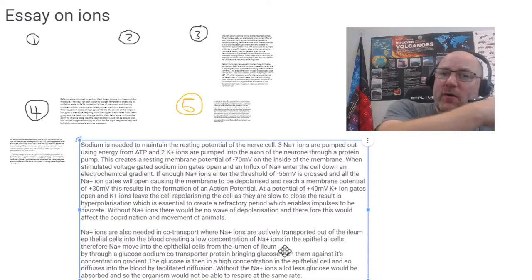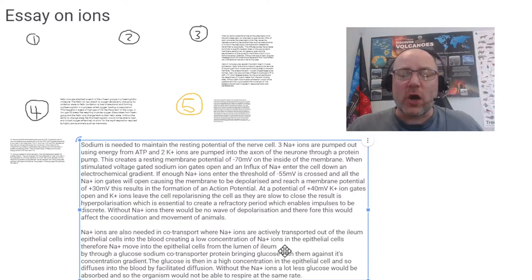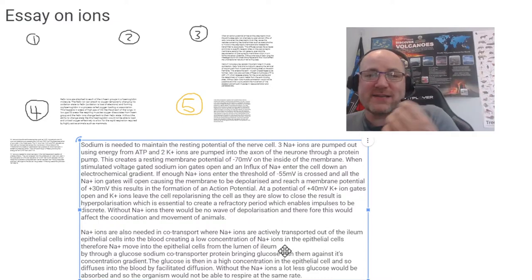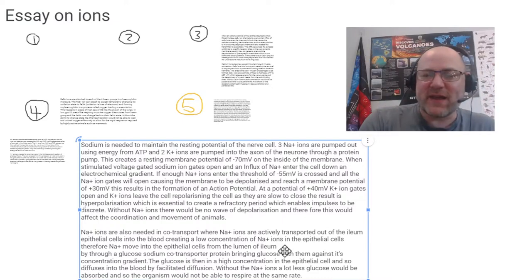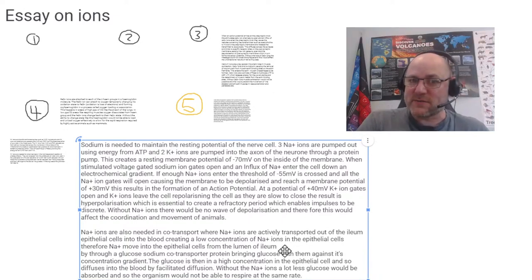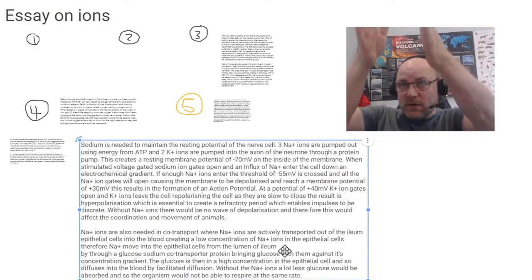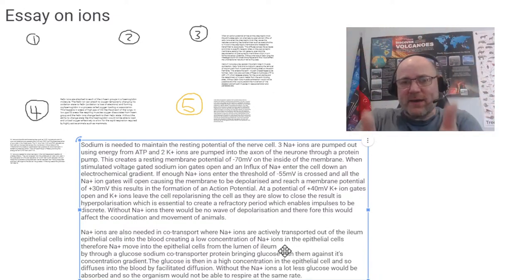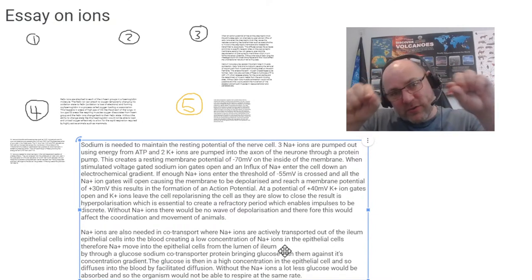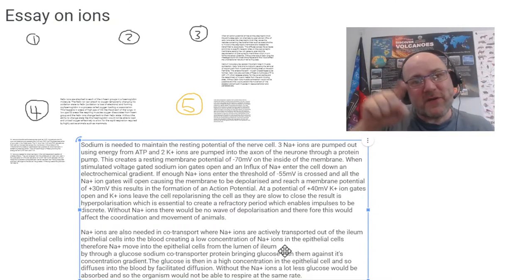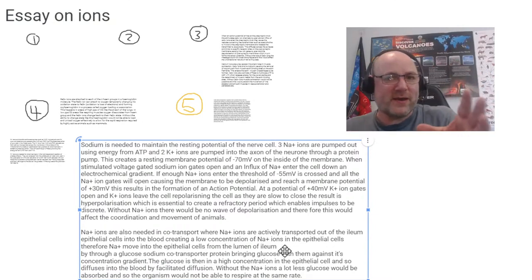You could talk about sodium ions in co-transport through the digestive system. And of course, sodium ions are actively transported out of the ileum's epithelial cells. They're the outer layer of cells that cover the surface of the epithelium of the ileum, your intestines. In your small intestine, part of it's the ileum, and the cells on the edge that have the villi and microvilli are the epithelial cells.